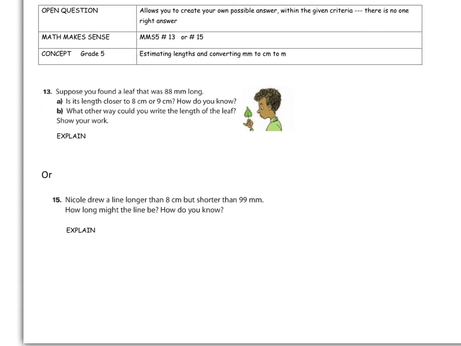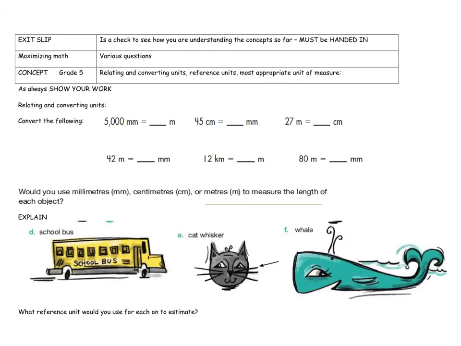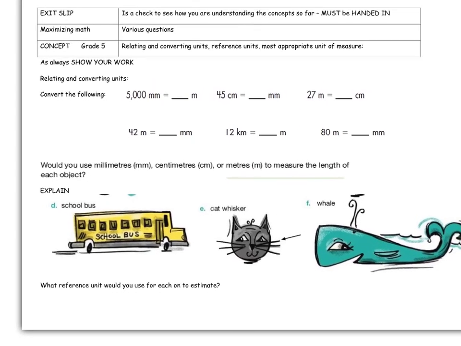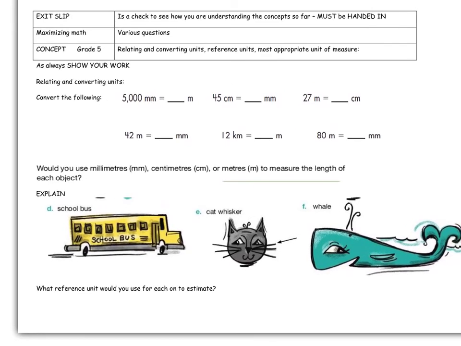And then if you have some time, you can work on an open question here. Again, you can choose whichever question you would like. Either one is perfectly fine. And lastly, here is our exit slip. Make sure that you hand in your paper. If you've lost your paper copy, here is the electronic version.